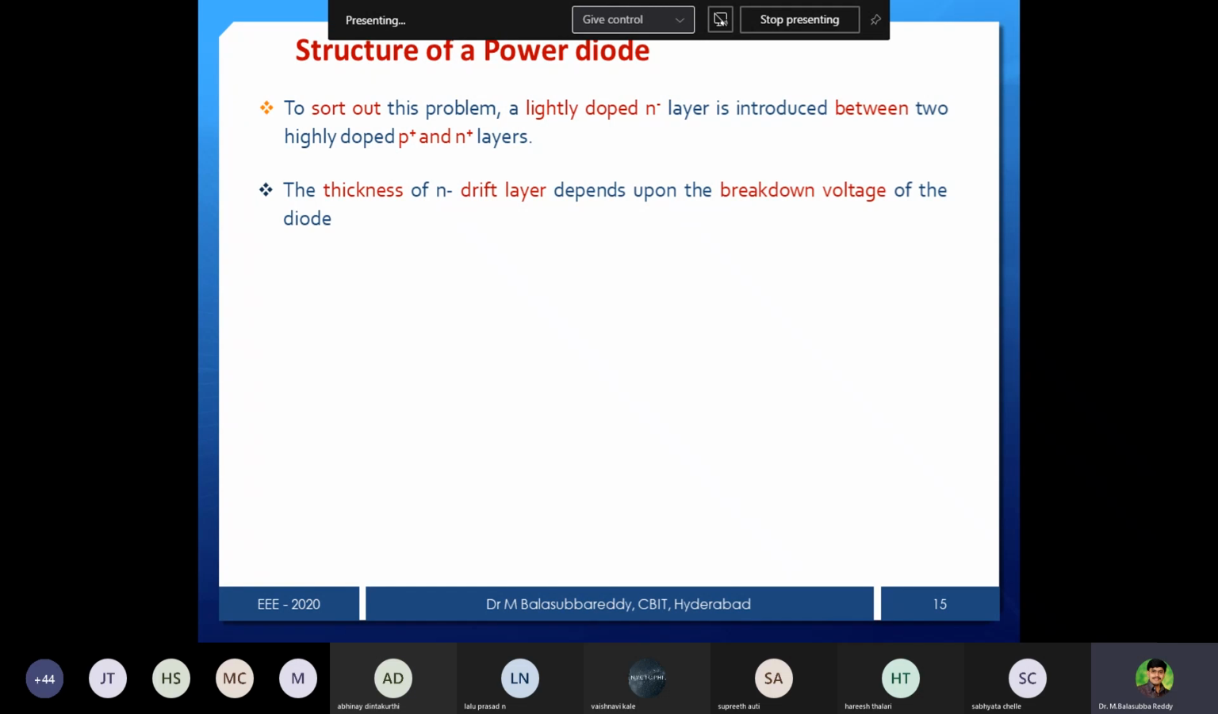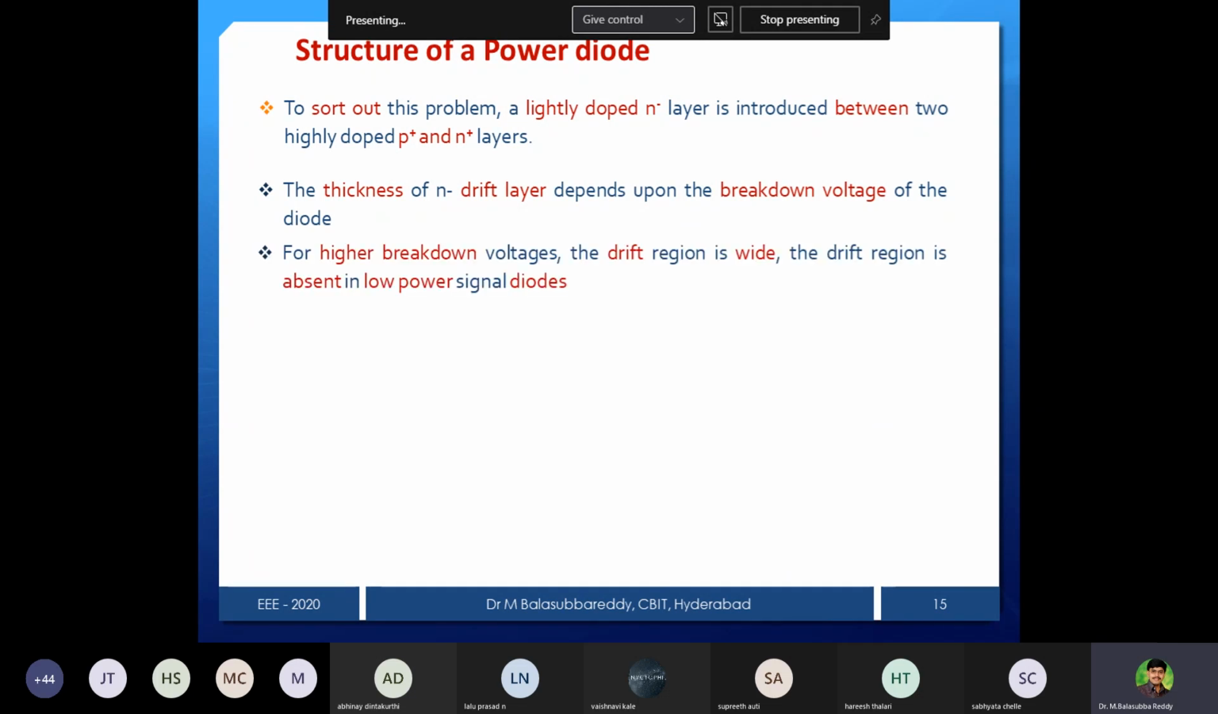The thickness of that layer depends upon the breakdown voltage of the diode. Higher breakdown voltage obviously means this drift region will be wider. The drift region is absent in low power signal diodes. Normal diodes used in low rating applications don't have a drift region. They have only an anode and cathode, P and N.